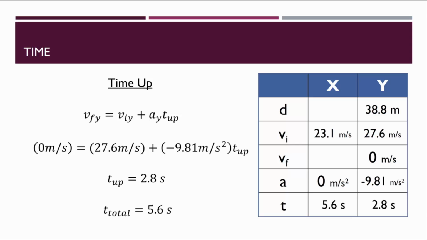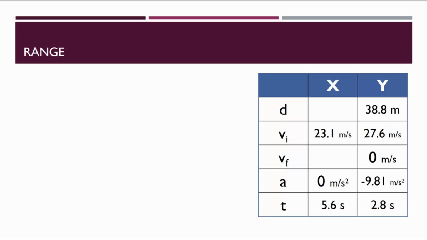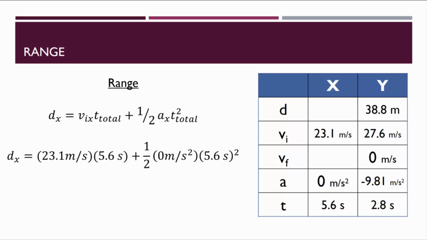Now let's figure out how far away the ball lands, the range. Once again, we'll use our UAM equation. You see this time that I have x in the subscript. We'll plug in our initial velocity and our acceleration and our time, and we'll find that the range of this ball was 129.4 meters.